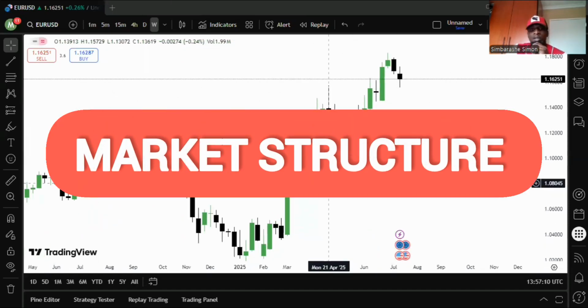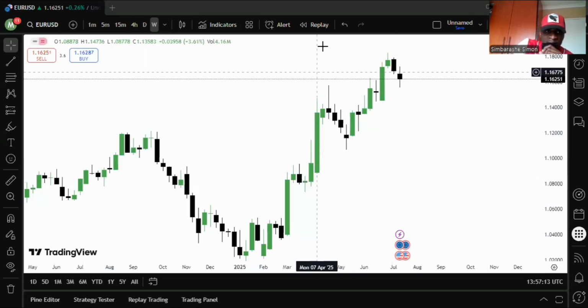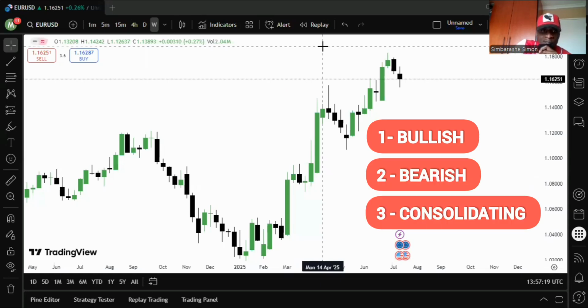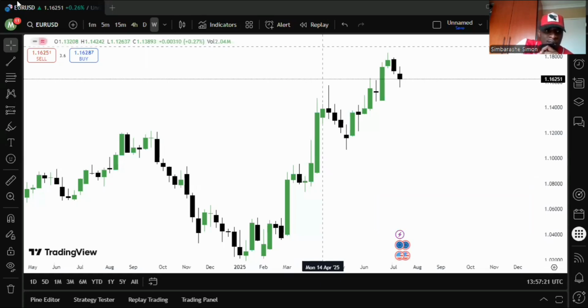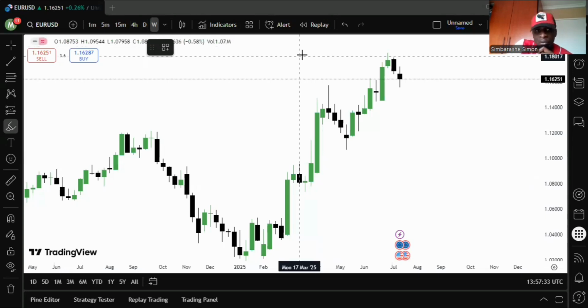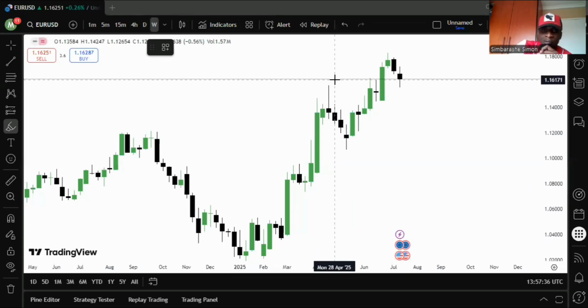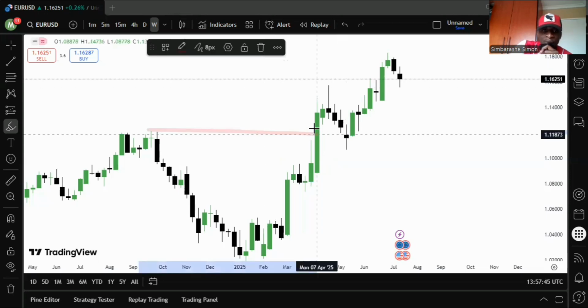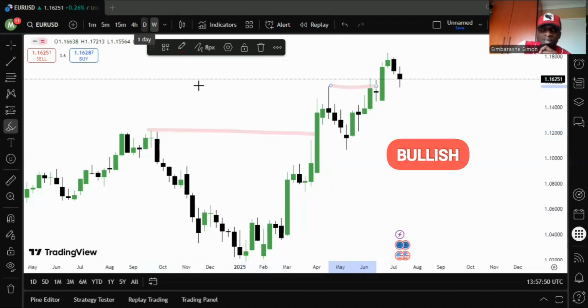Market structure. So guys, by market structure, whenever I open my charts, I look for only three things: is the market bullish, bearish, or consolidating? So how do I know? I'll just check my highlight tool. I'll come here because as you can see on top, we have weekly, daily, 4 hours, 15 minutes, 5 minutes, and 1 minute. So I'll start with weekly. On weekly, I'll say, okay, is the market bullish, bearish, or consolidating? As you can see, the example I'm going to do is with this market here, because as you can see, we break this high, then we break this high. So which means the market is what? Is bullish. Then I say, okay, the market is bullish here.